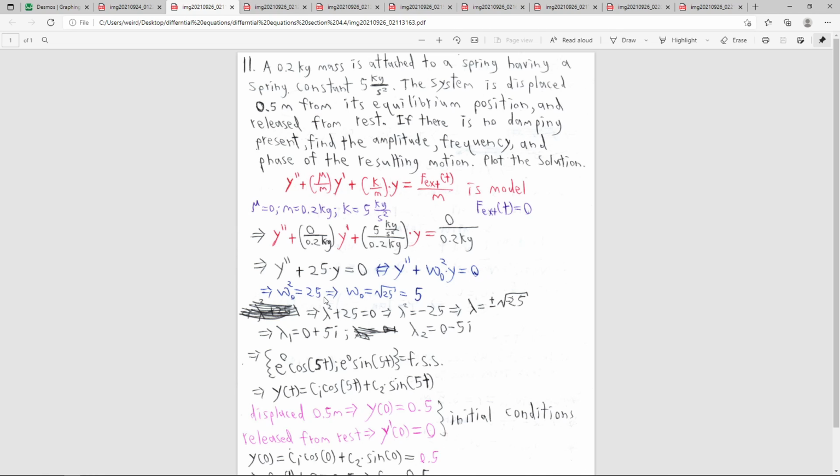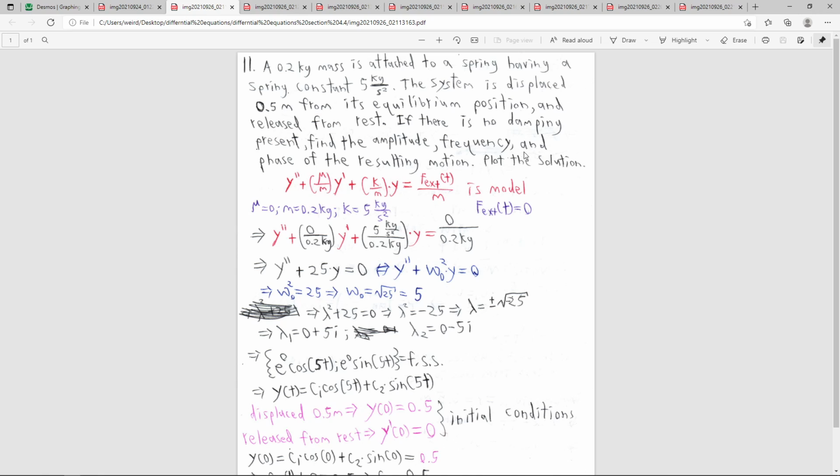So omega naught squared equals 25, which implies omega naught equals the square root of 25, which is equal to 5. Just so you'll see, as you take the square root of negative 25, you get plus or minus 5i. So we solve it after plugging in this information, and we get y of t equals c1 times cosine 5t plus c2 times sine of 5t as our solution.